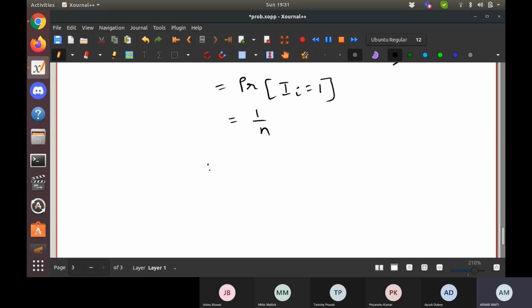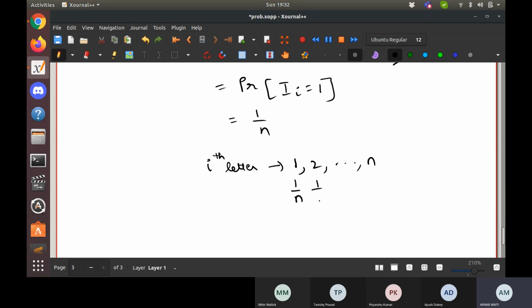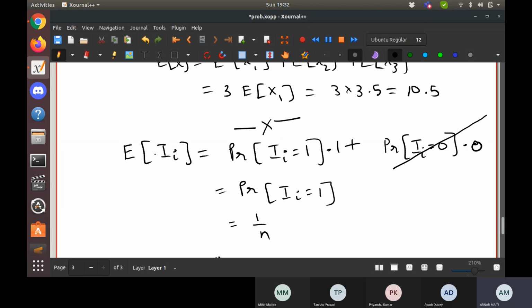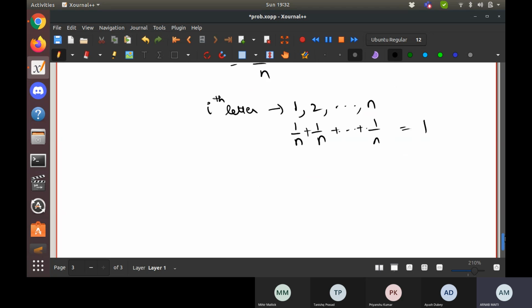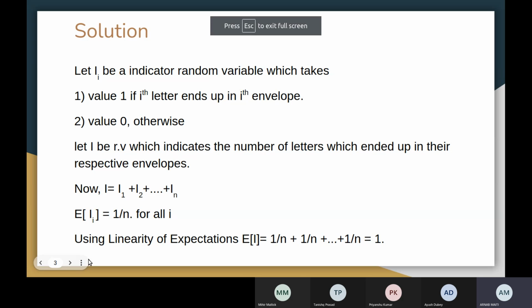Because when you do a random permutation, the ith letter has an equal chance of ending up in any one of the envelopes, 1, 2, up to n. It has equal probability of ending up in any one of these envelopes. So every one will have the same chance: 1 by n, 1 by n, up to 1 by n, and you sum it up, it will be 1. That's why the expectation of I subscript i is 1 by n. Then if you use linearity of expectation, you will get that the expected number of letters which ended up in the correct envelope is 1. So the correct answer is 1 here.